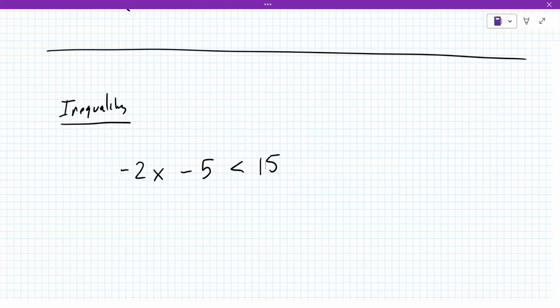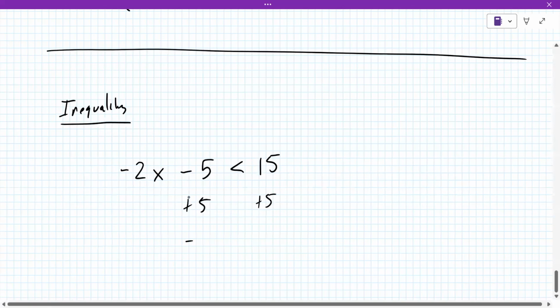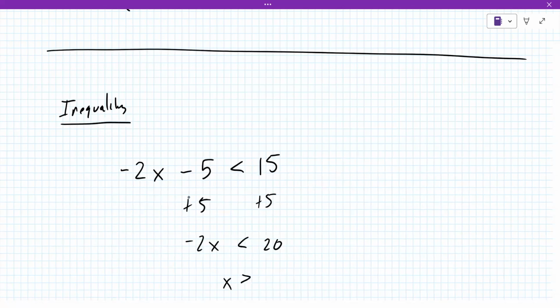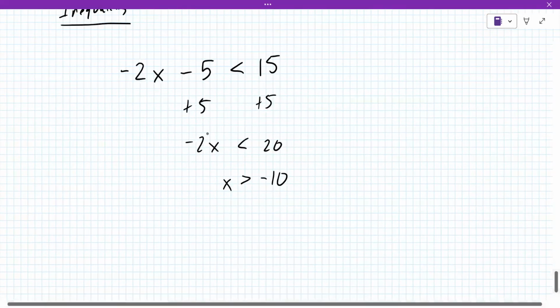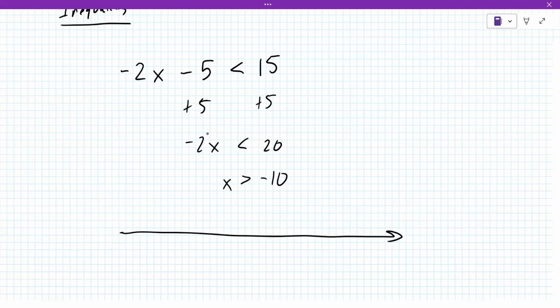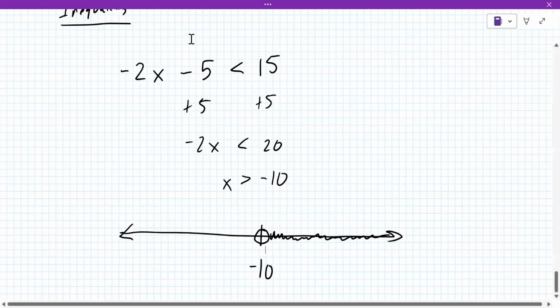x is greater than -10. Okay, so adding 5, that sounds right, minus 2x. And then x greater than -10. You would also be asked to graph this. And so it'll give you a number line. And then you have to remember to put an open circle on -10. And then you have to fill in everything to the right of it like that.